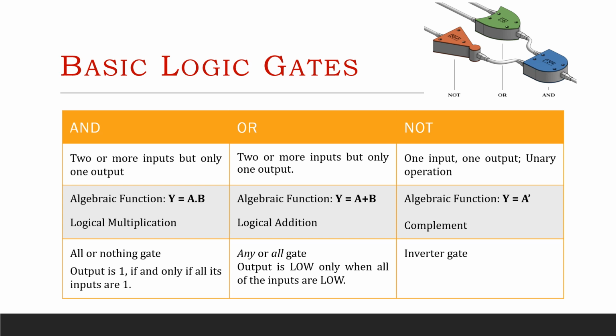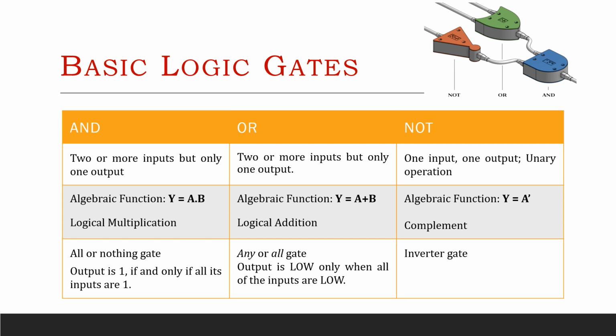The OR gate also takes two or more inputs but with only one output. The algebraic function is y = a plus b. That means it performs logical addition. And this gate can be called an any or all gate because the output is low only when all of the inputs are low.